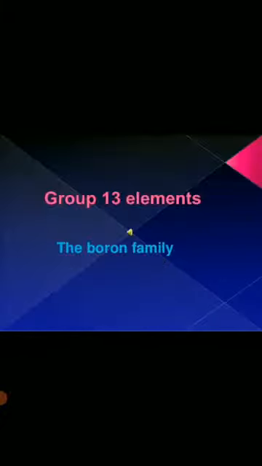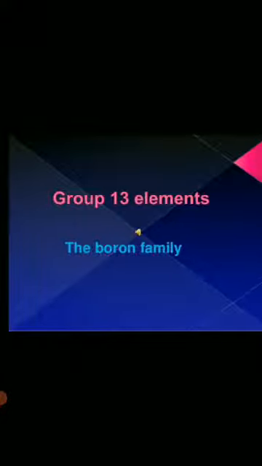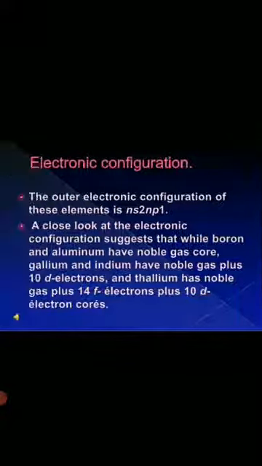Today we are going to start the group 13 elements, students, and in your class 11th syllabus you have group 13 and group 14. So students, group 13 is the boron family. The outer electronic configuration of these elements is ns2np1. If you see the electronic configuration, boron and aluminium have a noble gas core. Gallium and indium have noble gas plus 10 d electrons, and thallium has noble gas plus 14 f electrons plus 10 d electrons.